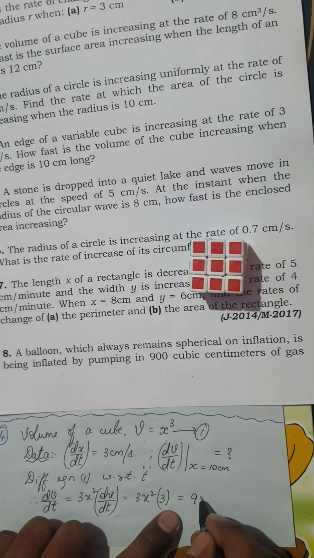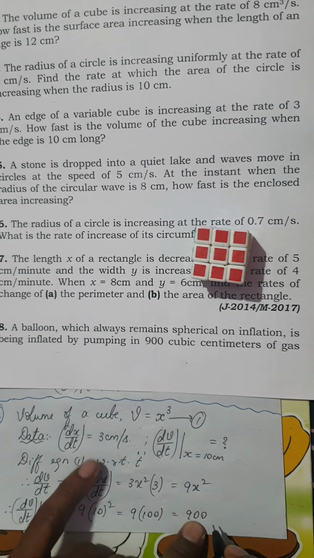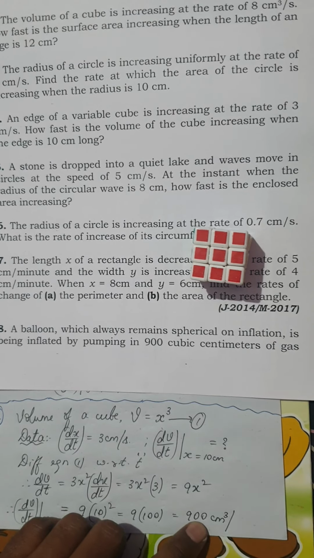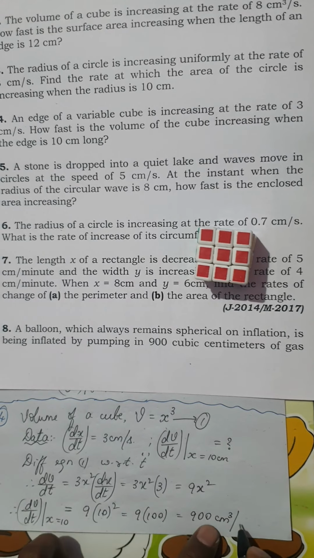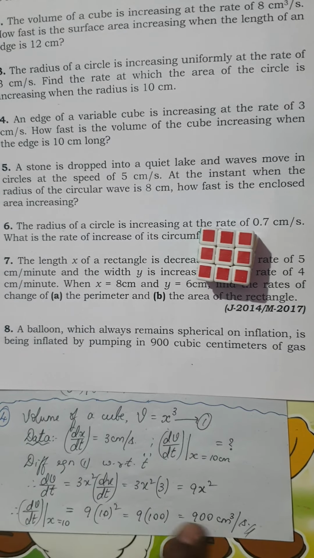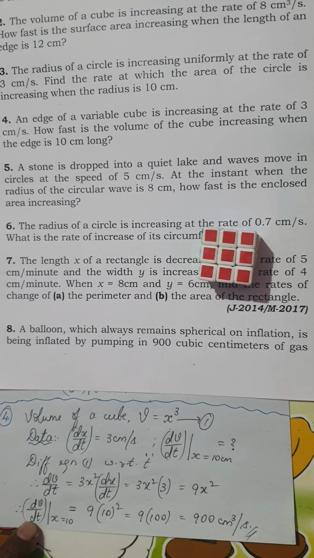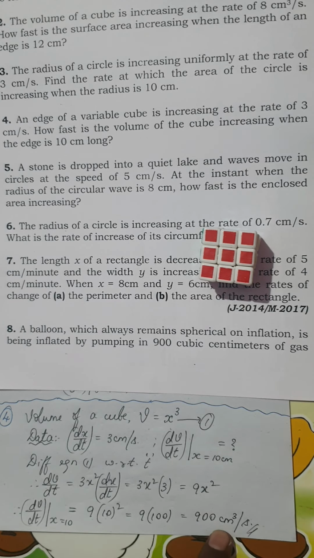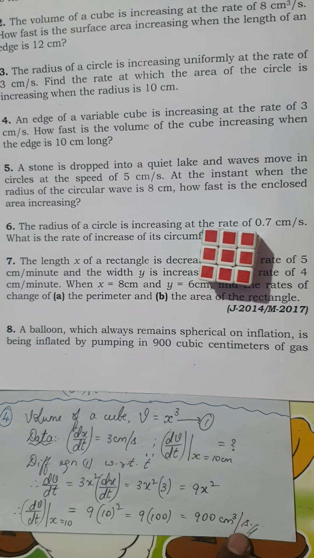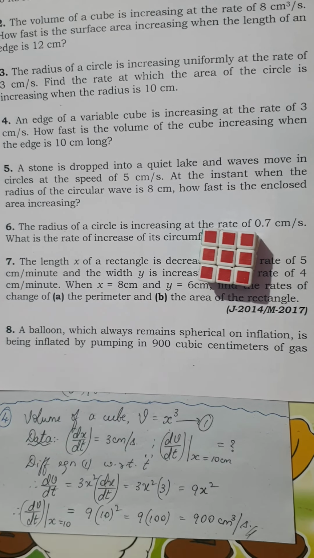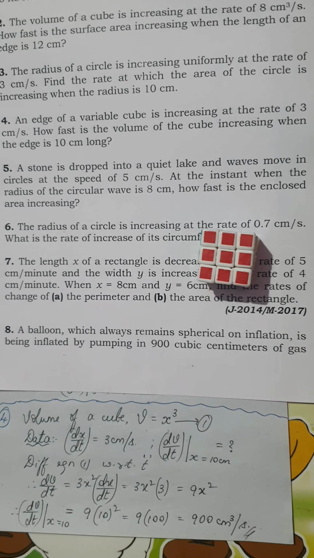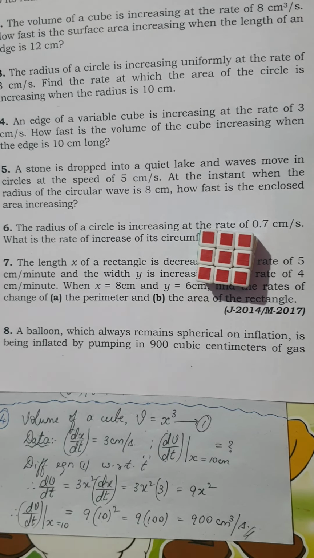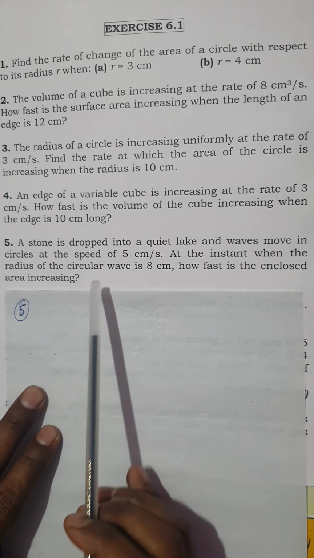Now what is the unit for volume? Your unit is centimeter, so centimeter cube per, when the unit of time is second. So the rate at which volume is changing with respect to time when x is 10 centimeter is 900 centimeter cube per second. So this is the solution for this question. Very simple, isn't it? Right, we'll move on to the next one. Let's go to the next question.